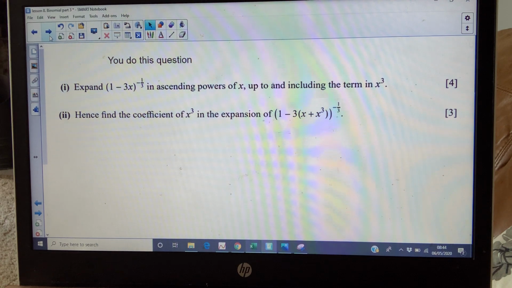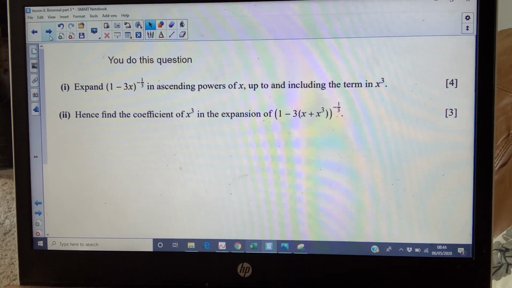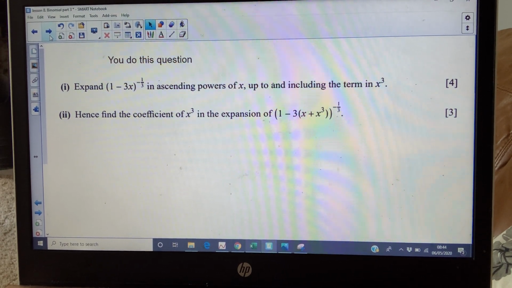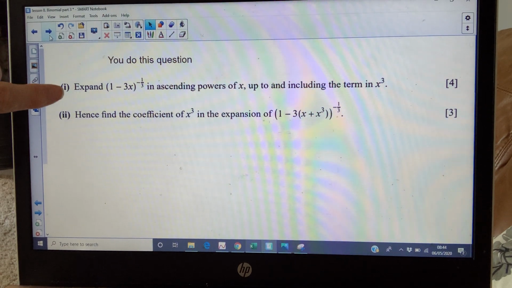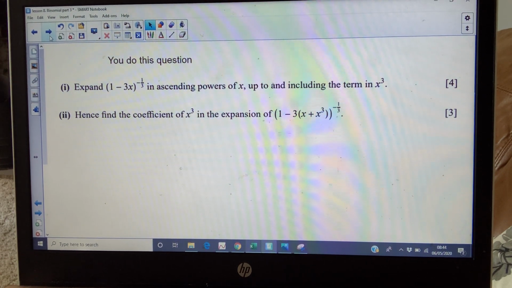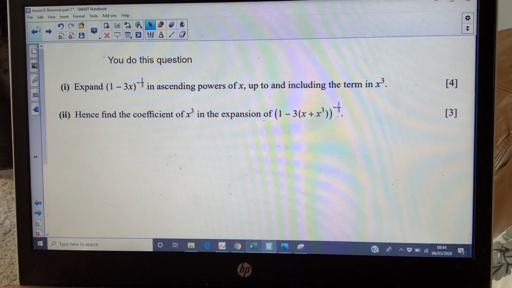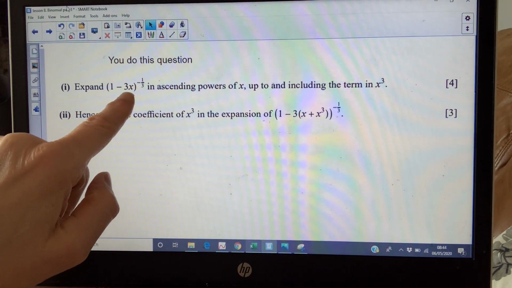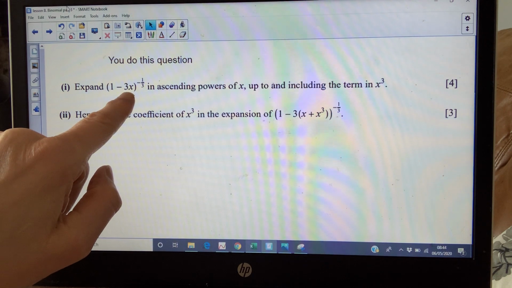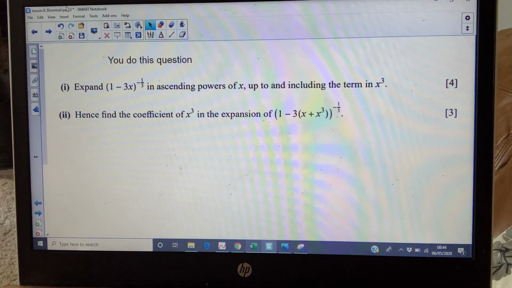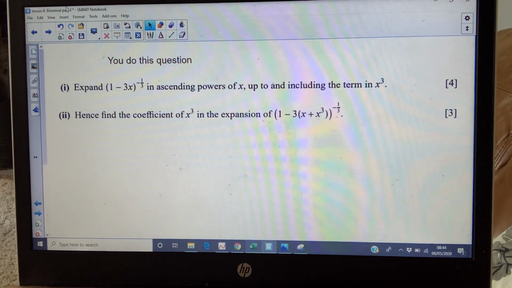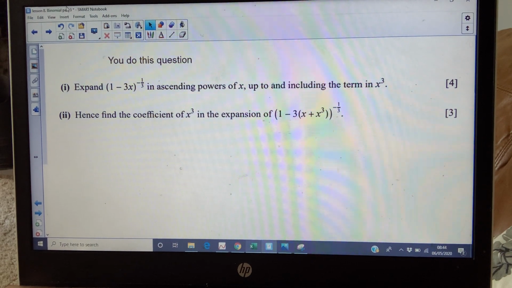Okay, pause the video. Could you do this exam question? It's got 1 more mark in part I than your previous one. So they're saying that they think this is slightly more difficult. And I think the reason it's slightly more difficult is because of the 3 there. We've got a 3 there, and also your power is negative. So if you could pause the video, do this question.